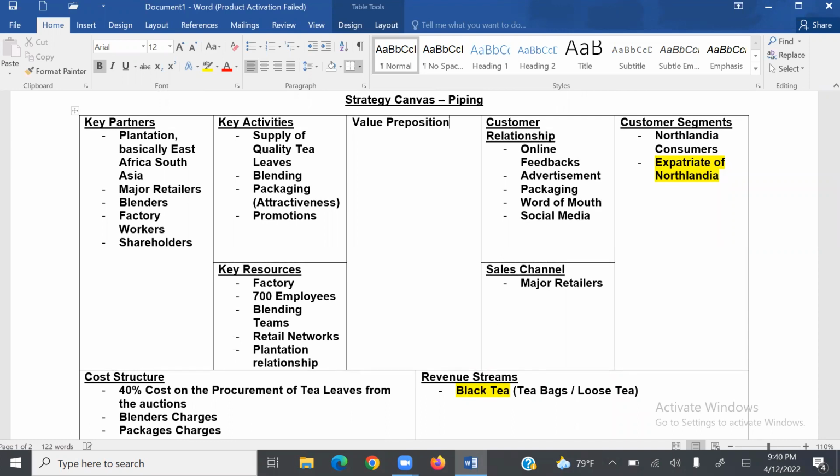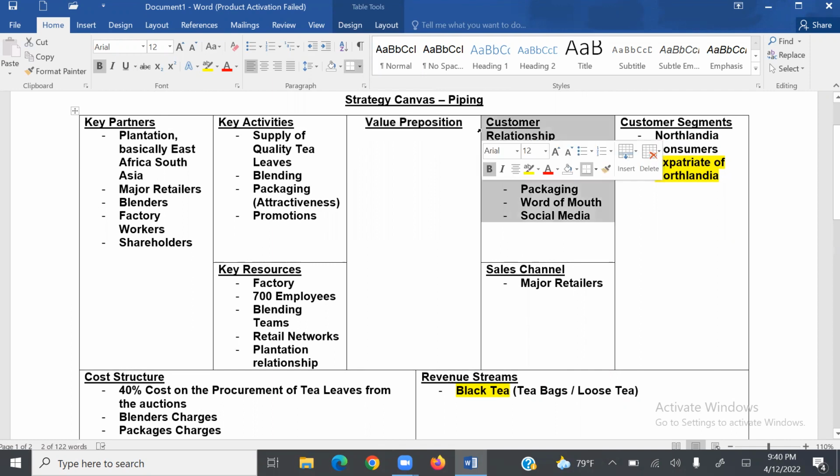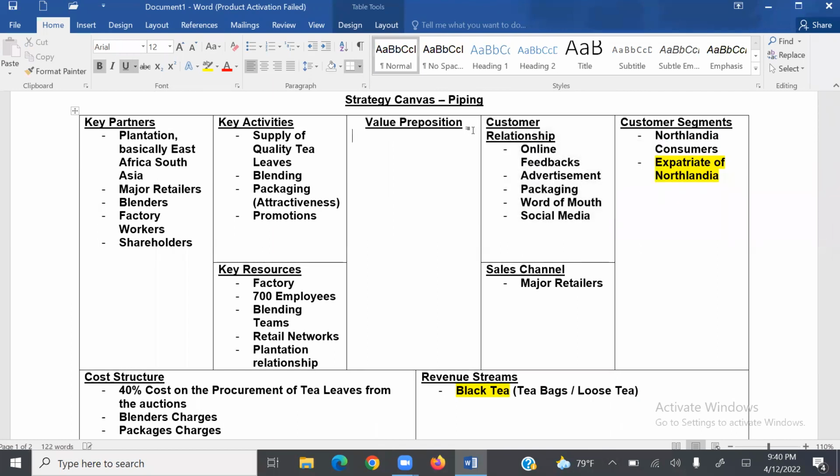Now if you see the value proposition, like you said, the first mover advantage or the first people, I'll write down here first to introduce. So I'll just mention it for your understanding. First to introduce what?